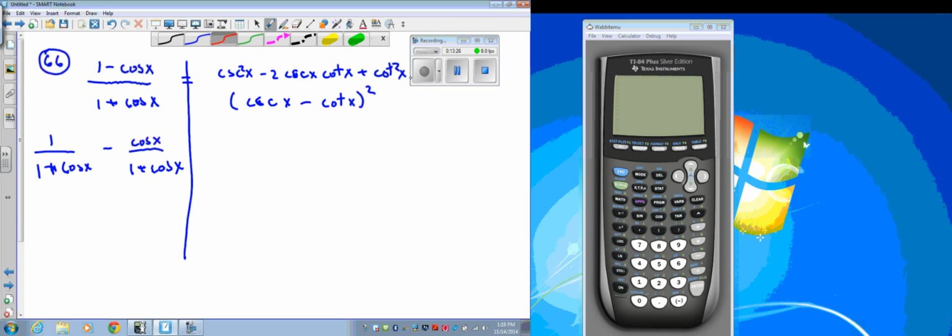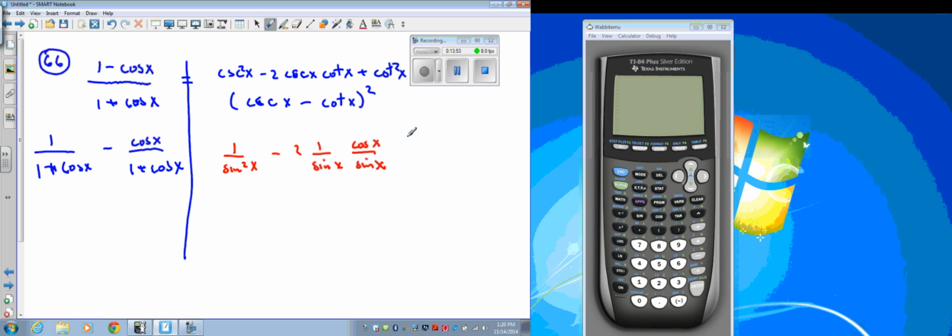Another way of looking at this is this thing would be 1 over cosine, isn't it? 1 over sine, minus. We just write this all in sine and cosine. 1 over sine. Then this is cosine over sine. And then this is cosine squared.